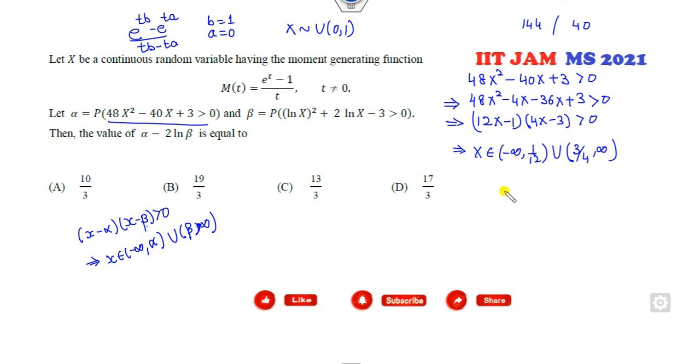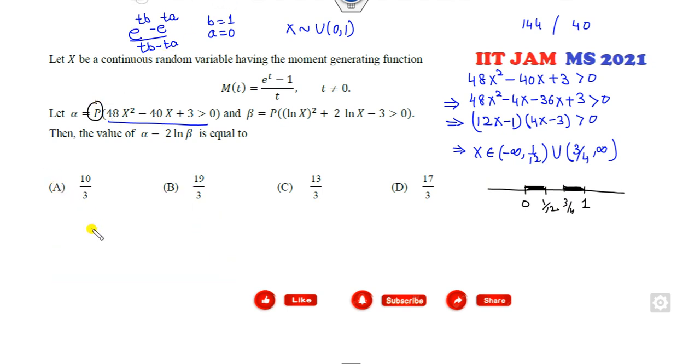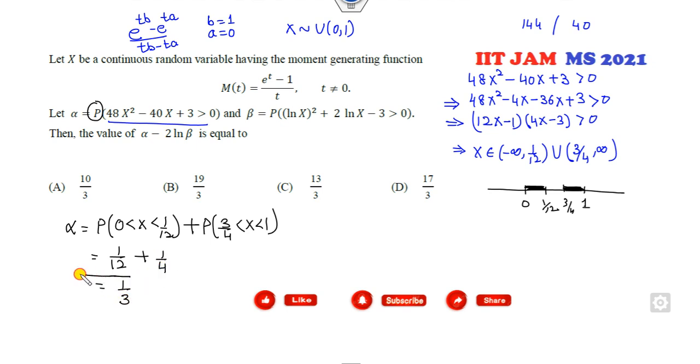But my domain is only 0 comma 1. So I can write on the 0 comma 1, 1 over 12 will be here, 3 by 4 will be here, so it means it lies on this case. Fine. Now your target is to find the value of probability, and it's a uniform distribution. So what is the alpha? Probability lies between 0 and 1 over 12 plus probability lies between 3 over 4 and 1. Now since it is a uniform distribution, it is 1 over 12 plus the range of this, it's 1 over 4. So it is 1 over 3. Alpha is 1 over 3.